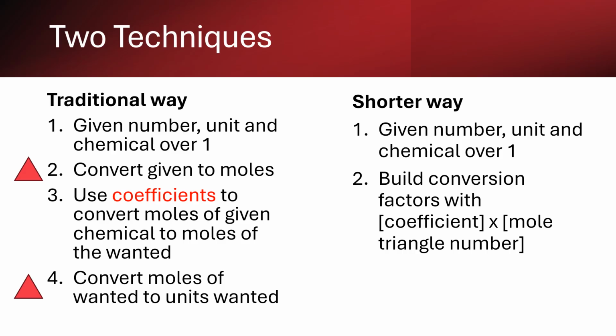Going the shorter approach, the alternative way, we're going to start exactly the same way. So these two things are exactly the same. And so the first fraction is going to be the same no matter how we set it up. But then with the shorter way, the alternate way, we are going to just build one more fraction. That conversion factor down in the bottom is going to have the coefficient times a number from the mole triangle, and the top is also going to have a coefficient times a number from the mole triangle.